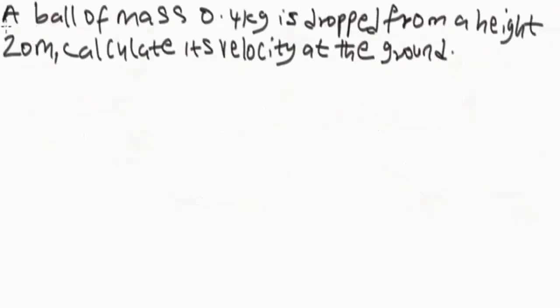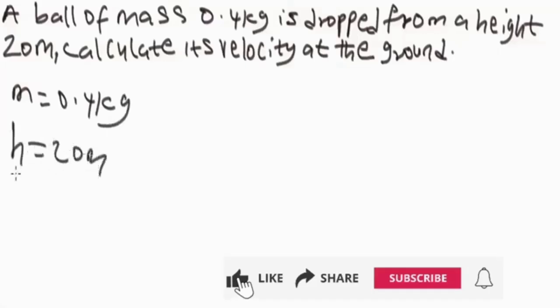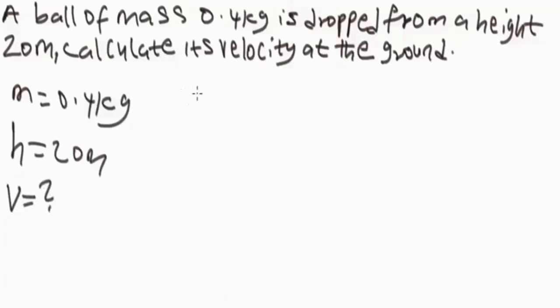Okay, so let's look at this question. It says a ball of mass 0.4 kg is dropped from a height of 20 meters. Calculate its velocity at the ground. Alright, so let's bring out our parameters. We have our mass to be 0.4 kg. We have our height to be 20 meters. We are looking for velocity. That means we are going to use the formula for the relationship between potential energy and kinetic energy, which is v equals the square root of 2gh.